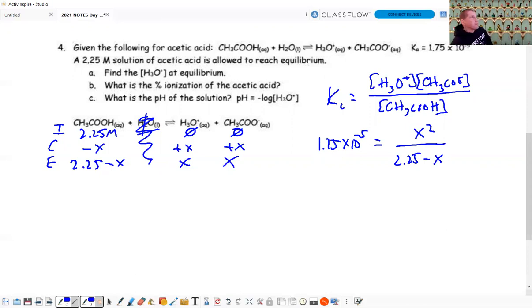All right, so we'd have to solve the quadratic equation here. We don't have a perfect square, so we're not at equilibrium. We don't have a perfect square, and we're not given one of the equilibrium concentrations. So how are we going to find this one?